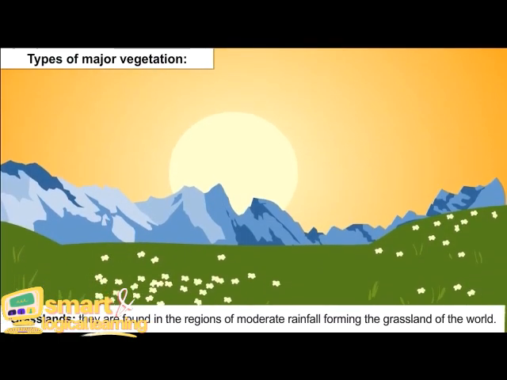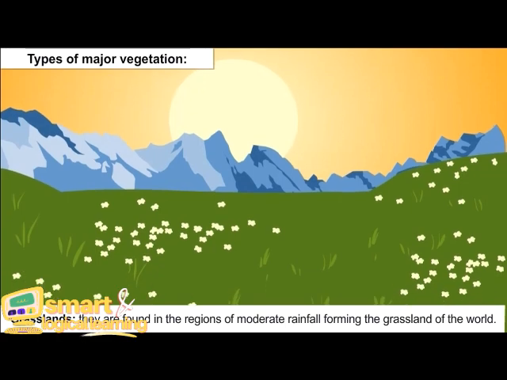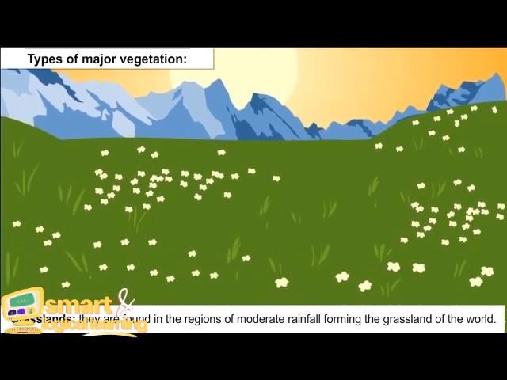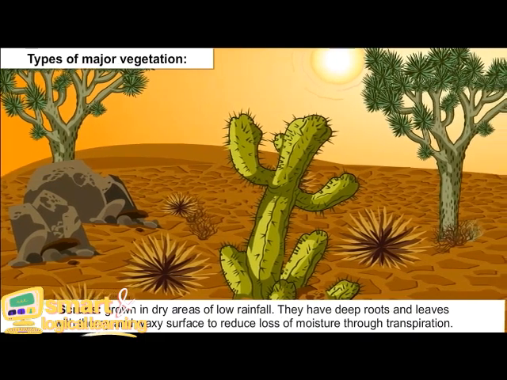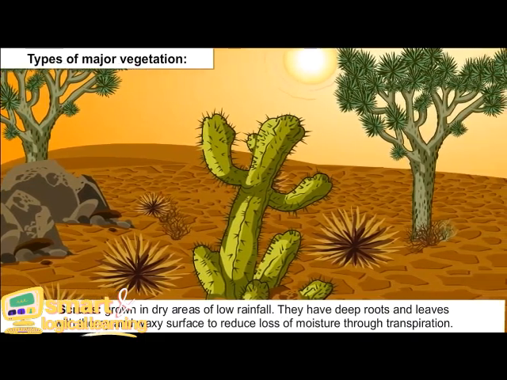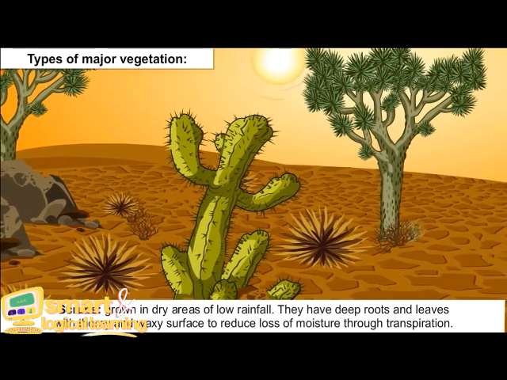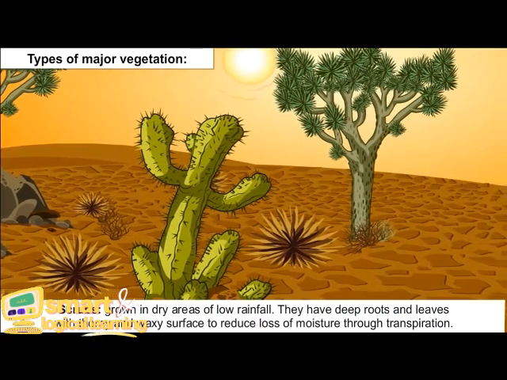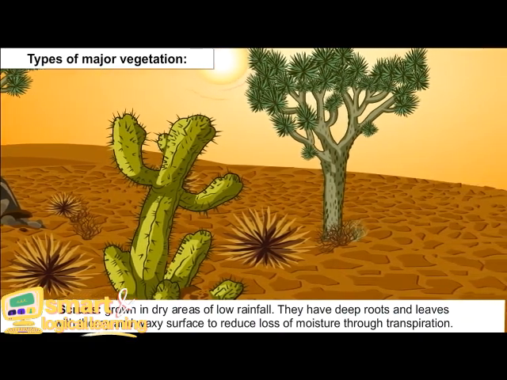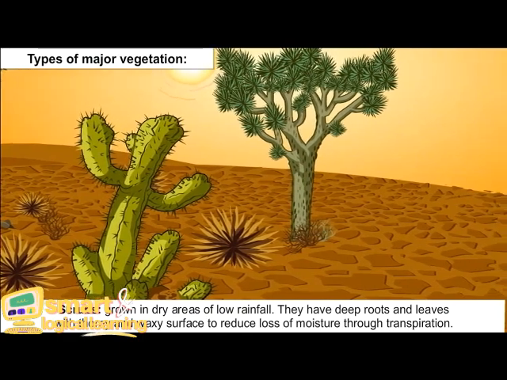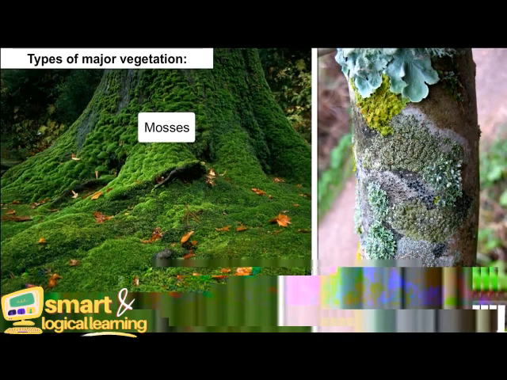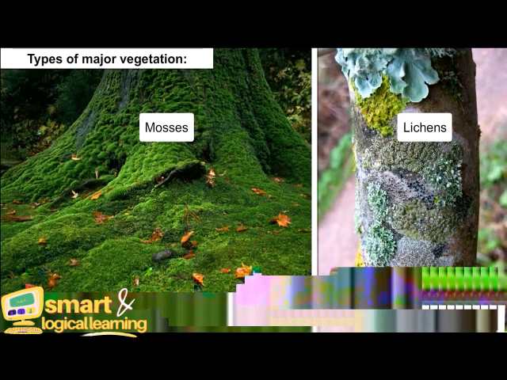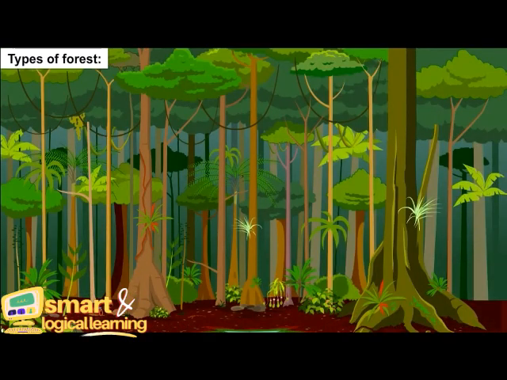Grasslands. They are found in the regions of moderate rainfall, forming the grasslands of the world. Scrubs. Grown in dry areas of low rainfall. They have deep roots and leaves with thorny and waxy surface to reduce loss of moisture through transpiration. Tundra. Found in cold polar regions. Example, mosses and lichens.